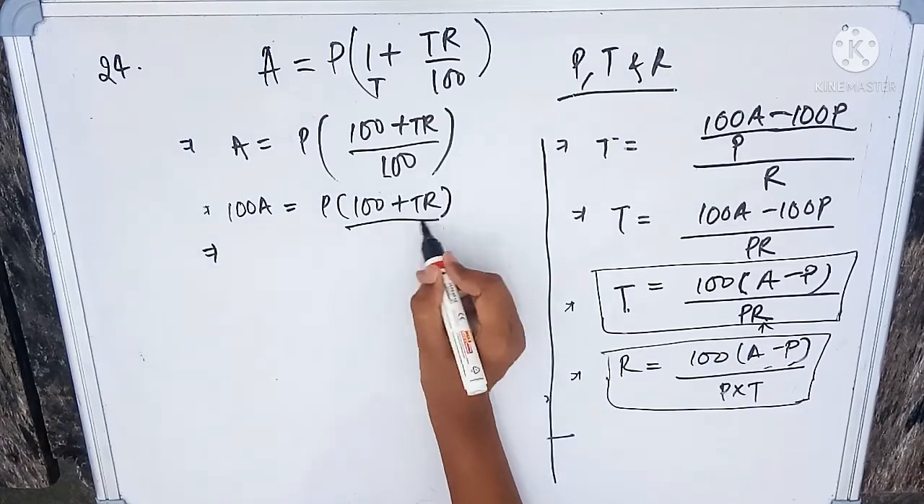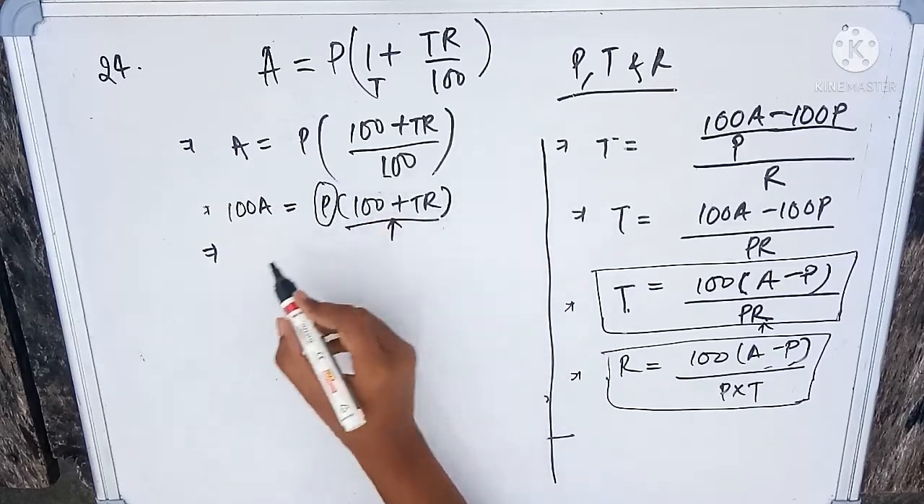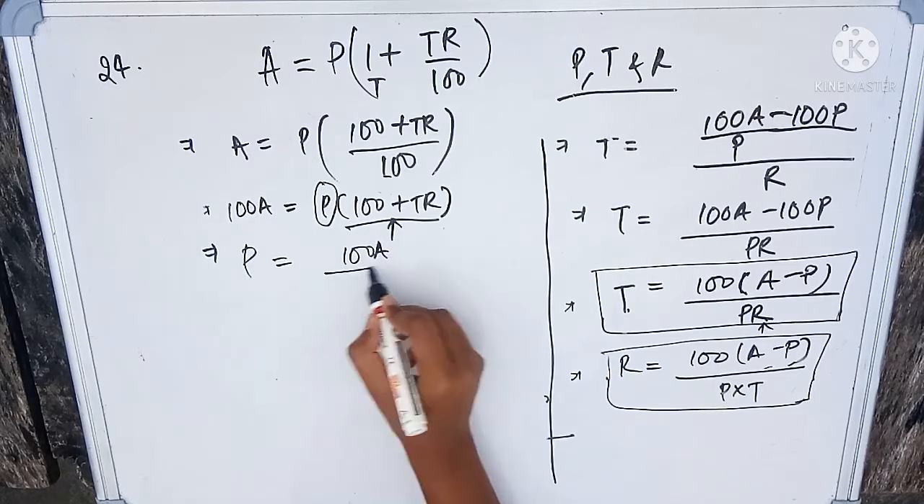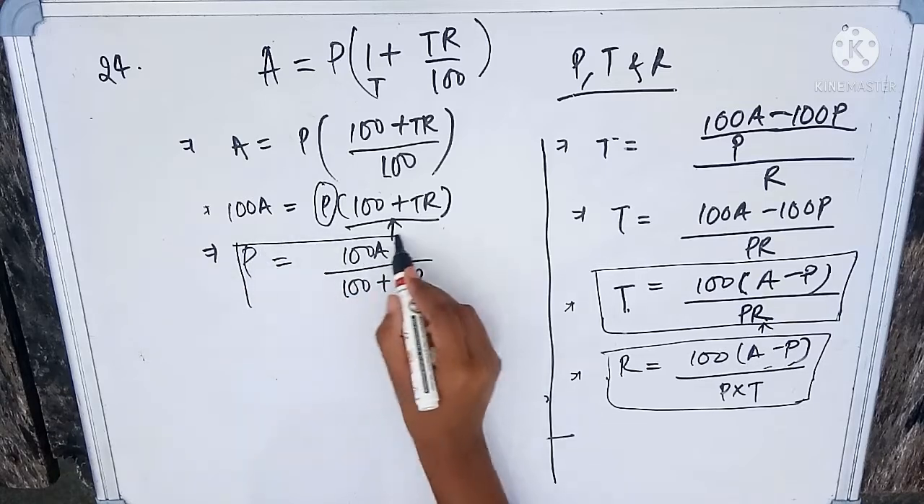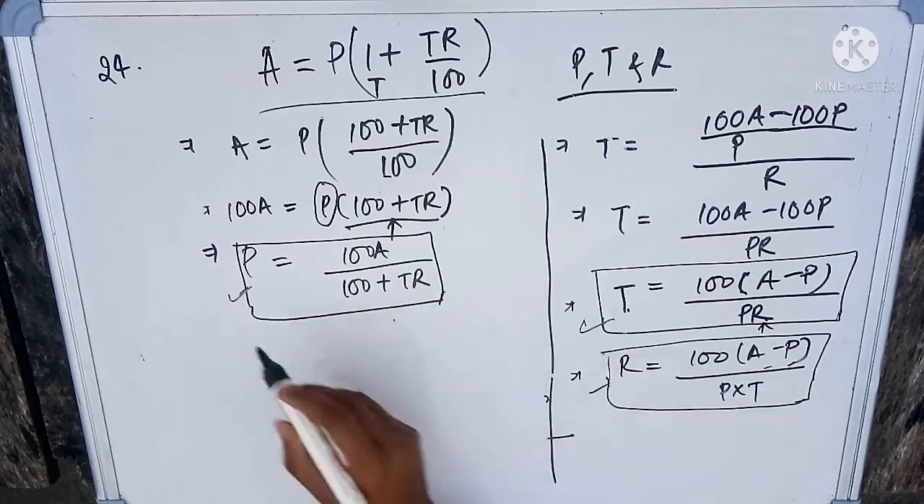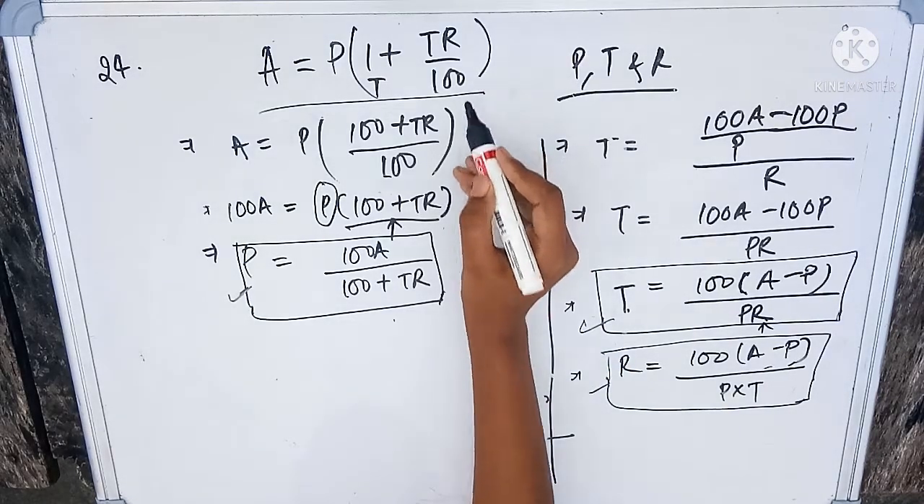And now we have to transfer this whole 100 plus tr to the other side to get p as a subject. So we can write it as p is equals to 100 of a divided by 100 plus tr. So here we have also got the formula for p by making p as a subject. So these are the auxiliary formulas we have obtained from the given formula in the question.